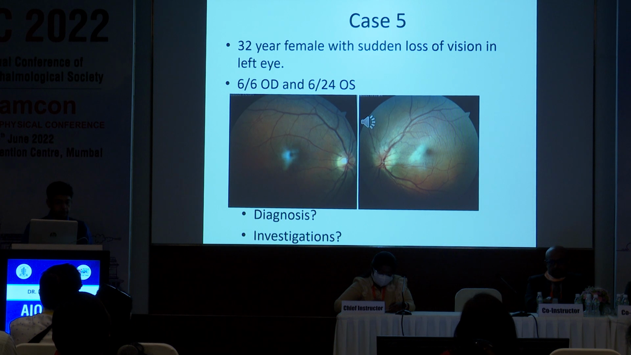Here is a 32-year-old female with sudden loss of vision in the left eye. You can notice that there are slightly blurred disc margins, so there is a unilateral disc edema, which is hyperemic, very suggestive of papillitis. So the differential diagnosis, the topmost would be an optic neuritis.